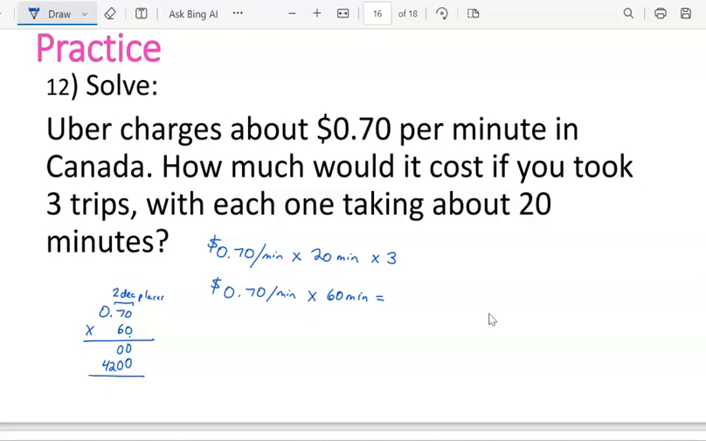Either way, whether we do things a little bit longer or a little bit quicker with our zeros, in the end, we're going to get 4,200, but we determined that we have those 2 decimal places to put in, so that's going to end up being $42. So if you pay 70 cents a minute, you take 3 20-minute trips, you are going to pay $42 total.